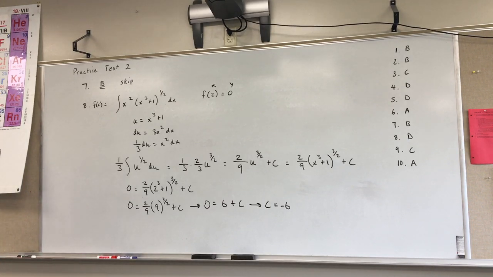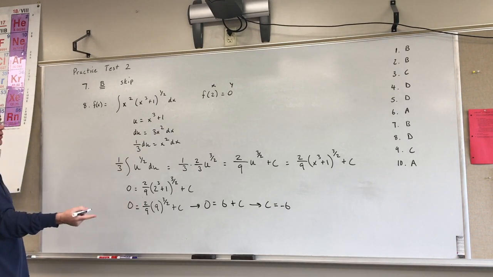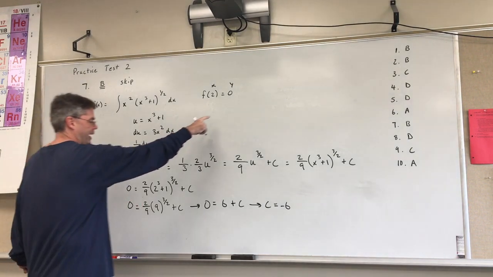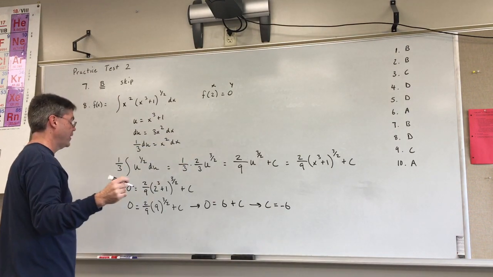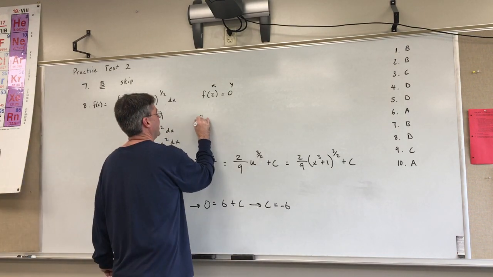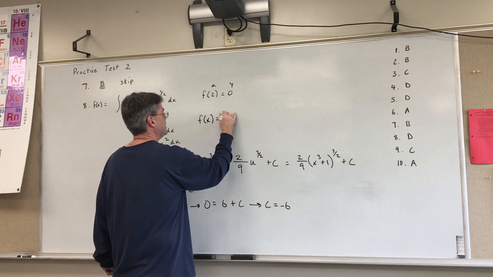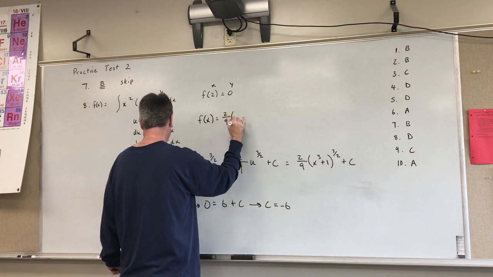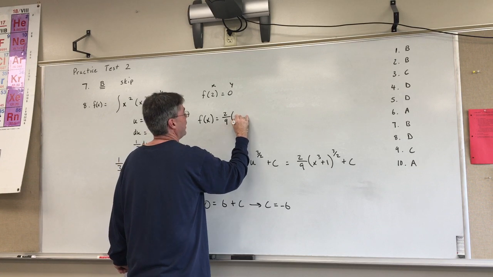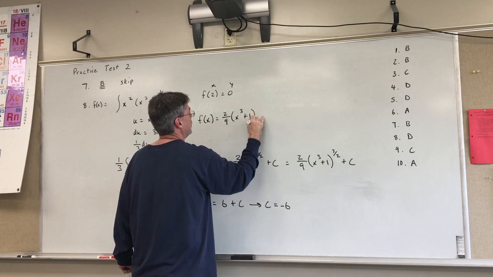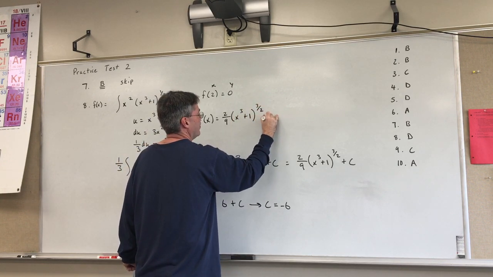Right, no calculator on this part. Okay, I may be getting too low on the board for you to be able to see on the video, so I'm going to pull that back up here. So we'll have our function f of x is equal to 2/9 times x cubed plus 1 to the 3/2 minus 6.